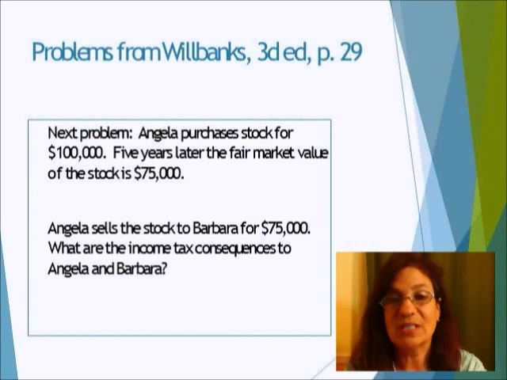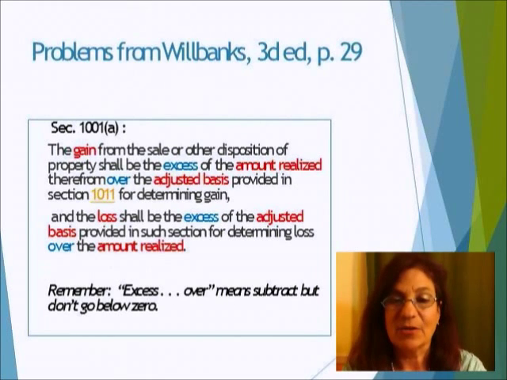And so now she's selling the stock to Barbara for $75,000. Okay, income tax consequences? Right, of course. There are two rules in section 1001(a). There's the gain rule that we've been working with on the top half there, but then there's also the loss rule. The loss shall be the excess of the adjusted basis provided in such section for determining loss over the amount realized. So remember, excess over means subtract, but don't go below 0.